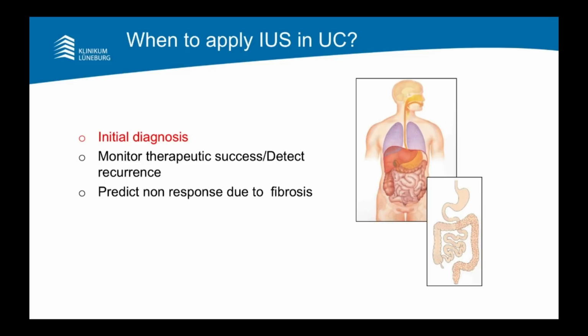3 main areas: initial diagnosis, and I'm just going to touch upon it very briefly, monitoring therapeutic success and detecting recurrence, and predicting non-response due to fibrosis. Let's start with initial diagnosis.